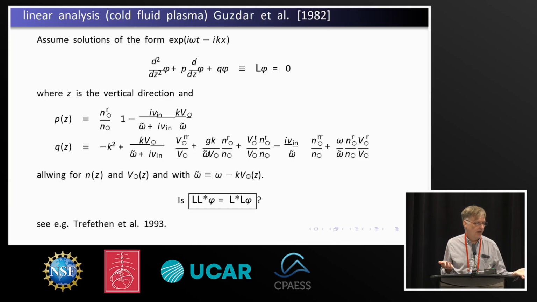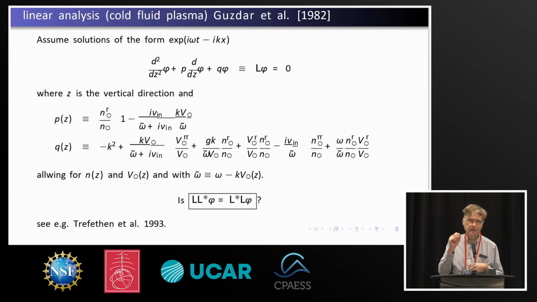You assume solutions of the form e to the i omega t minus i k dot x, where omega is the complex frequency and k is the horizontal wave number. And you work and you work and you develop this, which is a second order ordinary differential equation in the vertical. And maybe phi here is the electrostatic potential. And given appropriate boundary conditions, this is an eigenvalue problem.